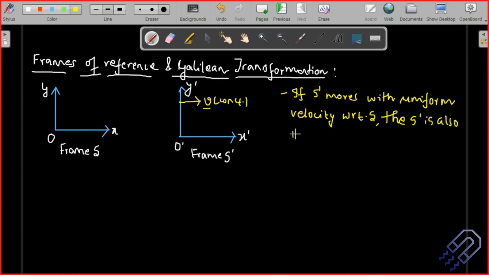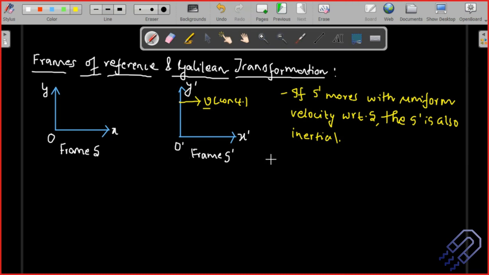Why am I writing this? Because you might ask whether the second frame of reference, which is moving, is an inertial frame or a non-inertial frame. This is an inertial frame because it is moving at a constant or uniform velocity with respect to S. So if we include the system of frame S and frame S prime together, both of them form an inertial system. That's very important.